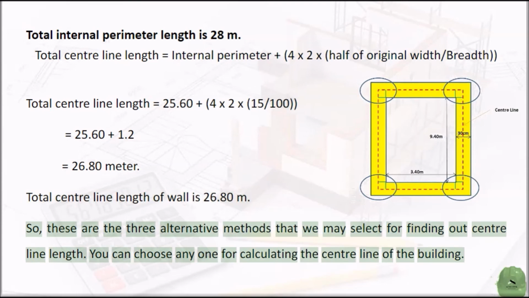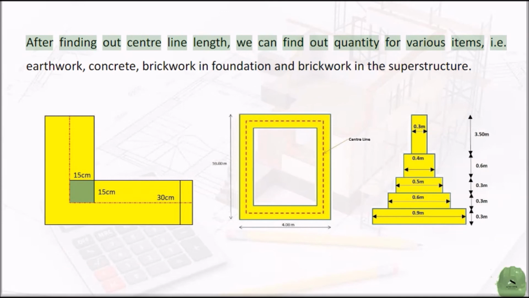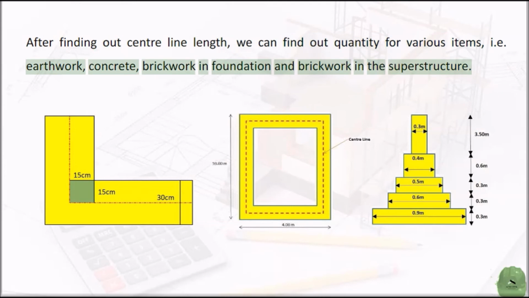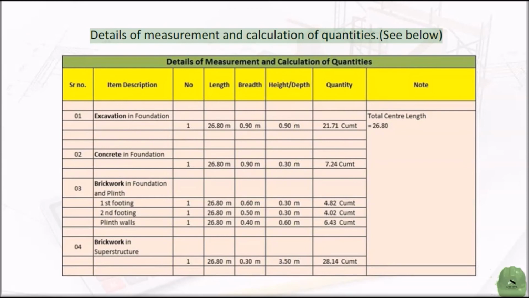So, these are the three alternative methods that we may select for finding out center line length. You can choose any one for calculating the center line of the building. After finding out center line length, we can find out quantity for various items, i.e., earthwork, concrete, brickwork in foundation and brickwork in the superstructure. Details of measurement and calculation of quantities, see below.